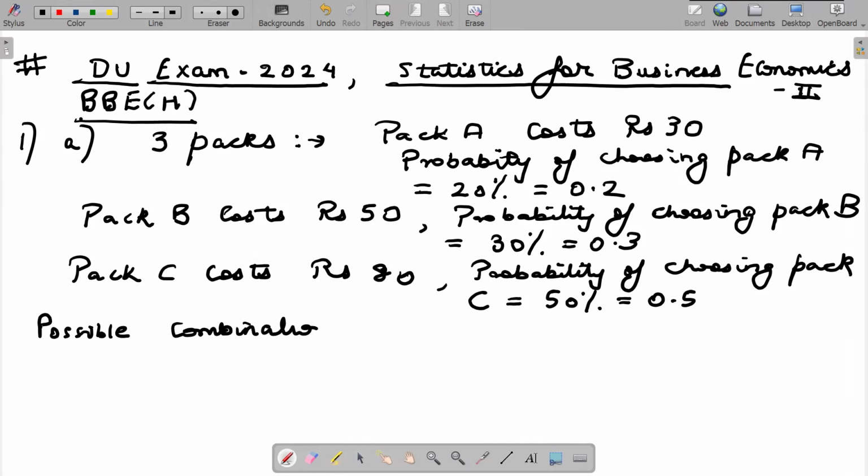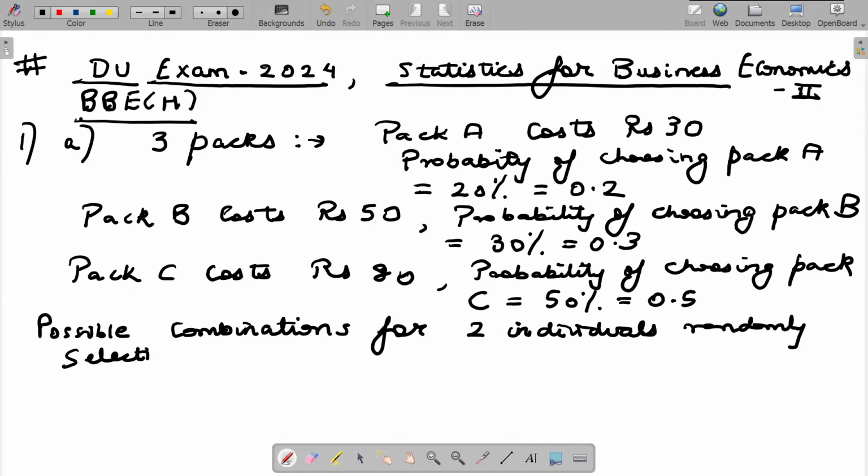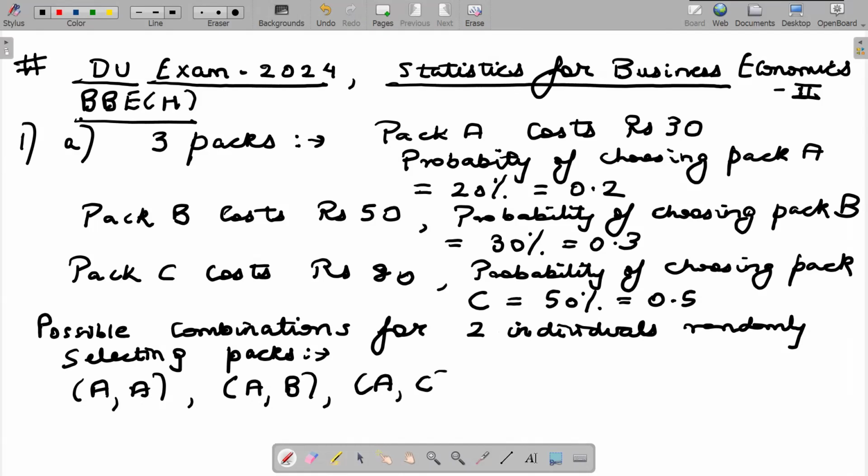When two customers are purchasing packs, these are the possible combinations for two individuals randomly selecting the packs. So both can purchase pack A. This is one possibility. One can purchase A, another can purchase B. One can purchase A, another can purchase C.